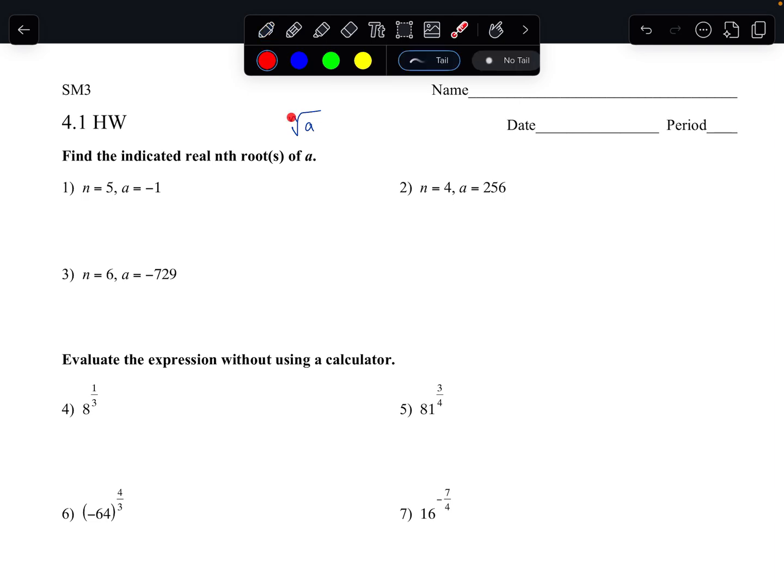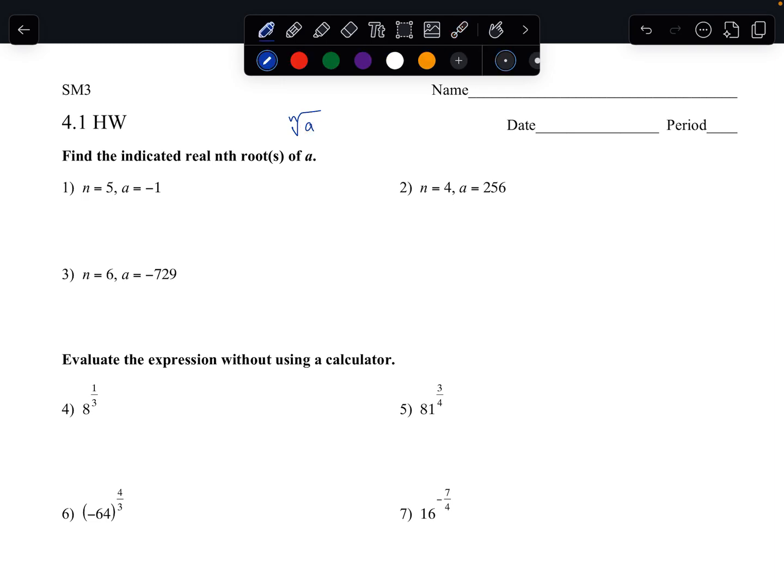So not just square roots, it's whatever the index number is, and we call this the index number, and this is referring to the radicand, and the radicand is what is underneath the radical. Okay, so just remember terminology. We have the index number, we have the radical itself, and we have the radicand.